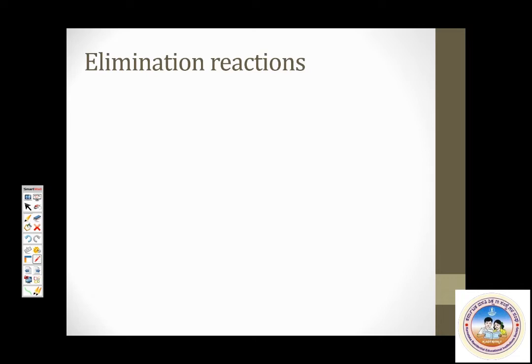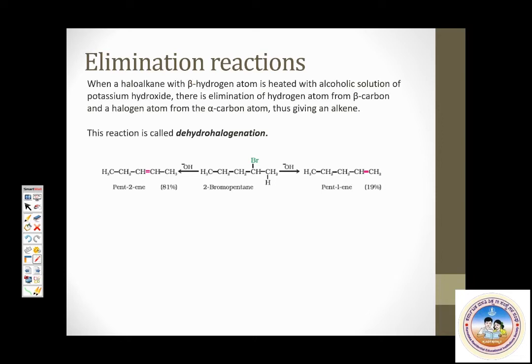So a haloalkane in presence of alcoholic KOH, alcoholic solution of potassium hydroxide, undergoes dehydrohalogenation. So what is dehydrohalogenation? Removal of both halogen and hydrogen. See, halogen and hydrogen. So that is what is called dehydrohalogenation, right? Many a times dehydrohalogenation can result in two products. We have checked this. This is revision again.